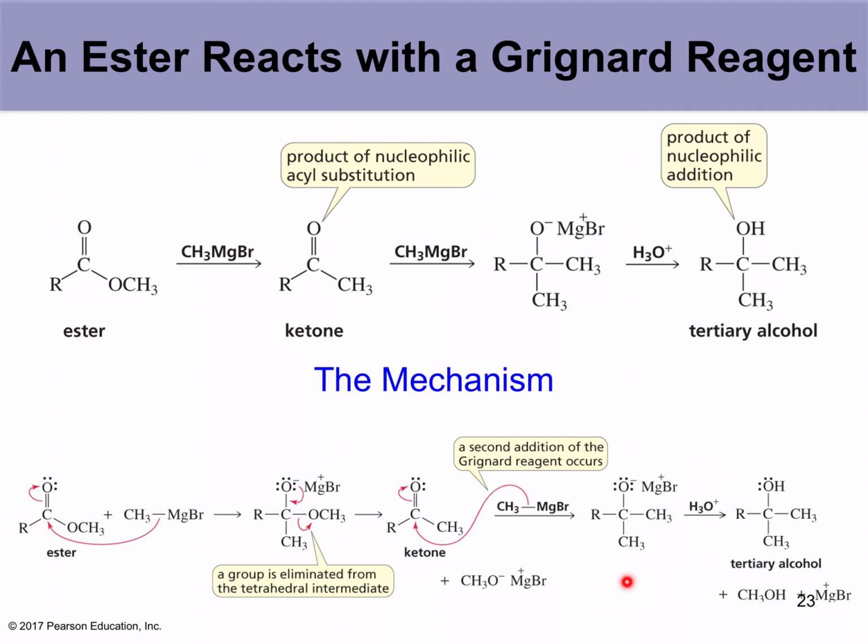And once all of these happen, you add acid. So then this can get protonated to give you alcohol, a tertiary alcohol. Okay, and when you add acid, the methoxide ion also grabs a proton from the acid, becomes methanol, and then magnesium bromide. Okay. So remember, when you have an ester and add a Grignard reagent, you will be adding two of the alkyl groups from the Grignard reagent, and then the alcohol. Okay, you would end up getting a tertiary alcohol.